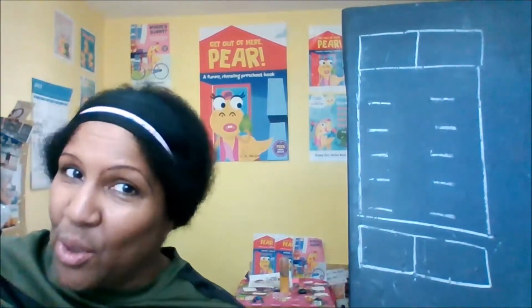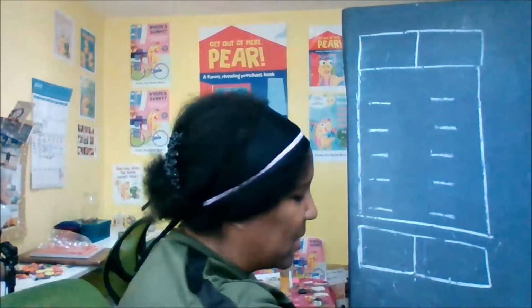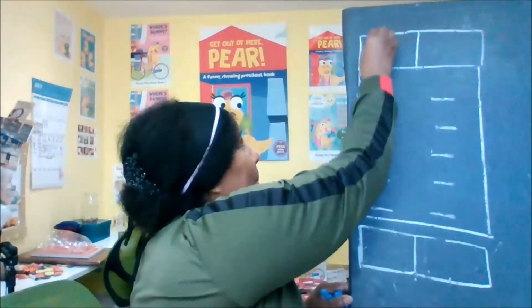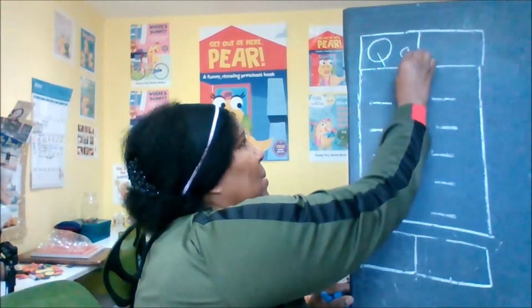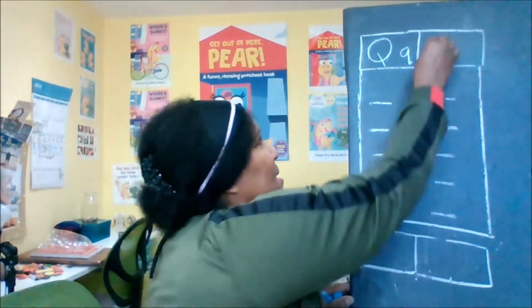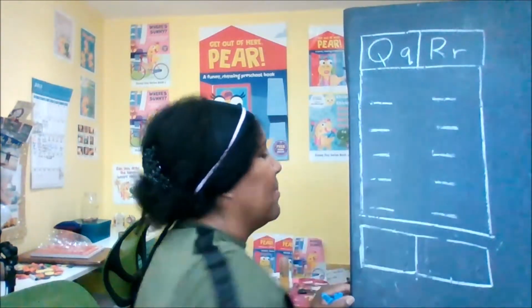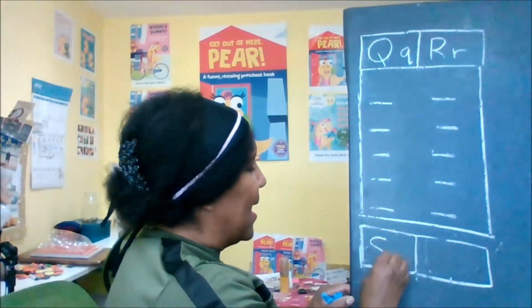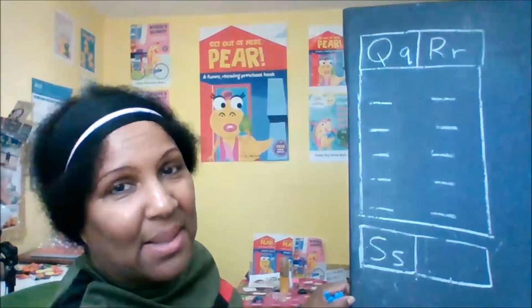If you said Q, you are right. Ding, ding, ding! And Q looks like this. Circle with the tail. This is small q. This is the next letter, big R, small r. The next letter is big S, small s. They look exactly the same. That'll be an easy match.